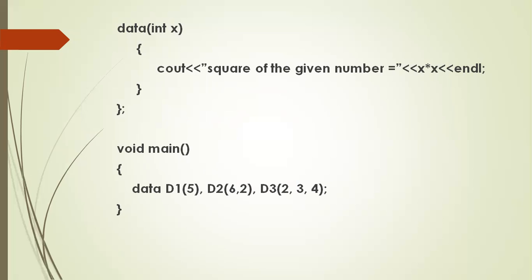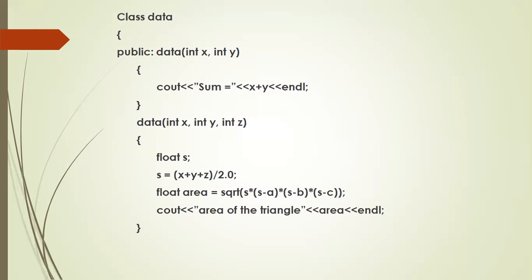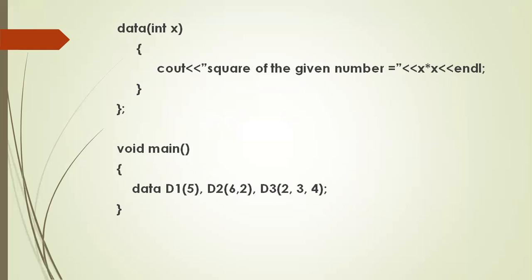It will display square of the given number equal to 5 into 5, 25, because you are passing 5 as a parameter, that will be assigned to x. Next, comma d2 6 comma 2. So the moment object d2 is created, automatically the constructor with two parameters is executed. The first constructor will display sum equal to 6 plus 2, how much? 8. Sum equal to 8.